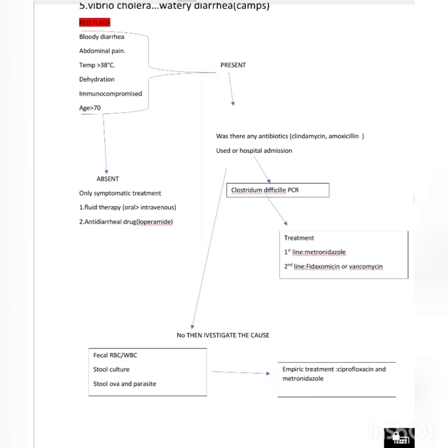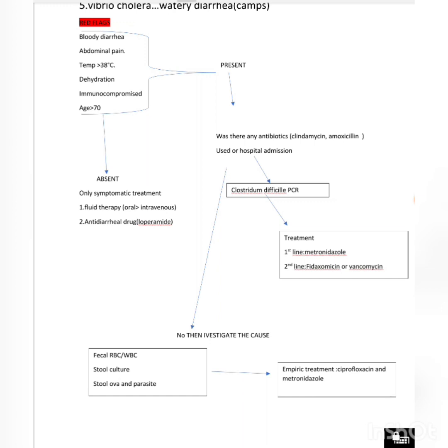If these symptoms are absent in a patient, then we will simply treat him with symptomatic treatment like fluid therapy and the antidiarrheal drug loperamide. If these red flag signs and symptoms are present in a patient, then we will take further history to ask him about antibiotic use or a hospital admission.